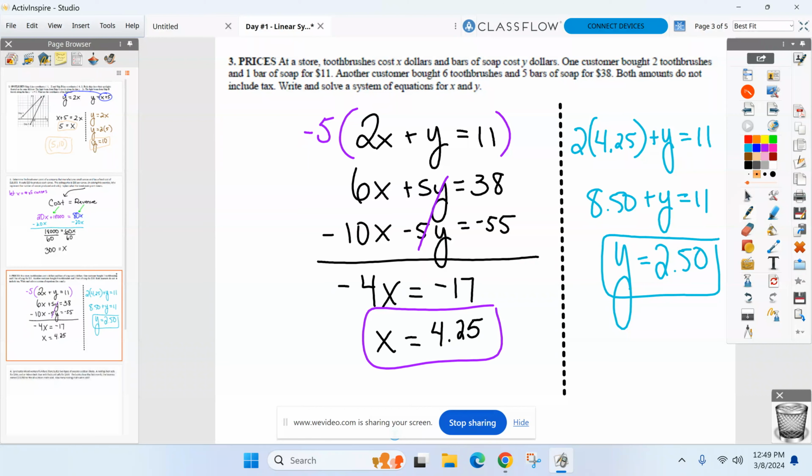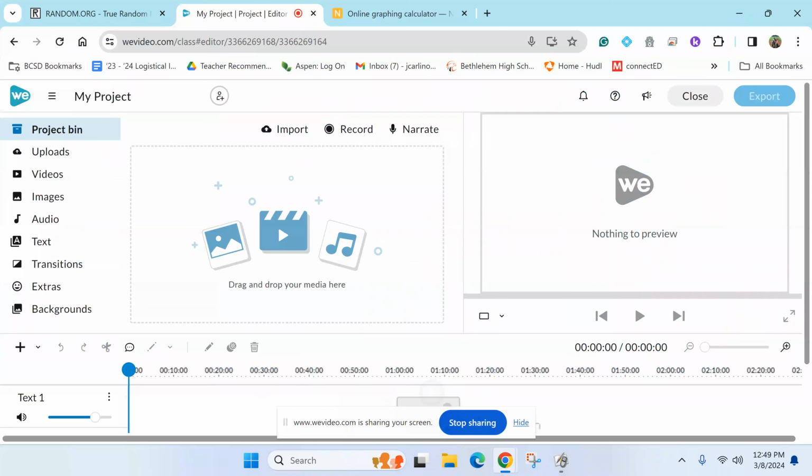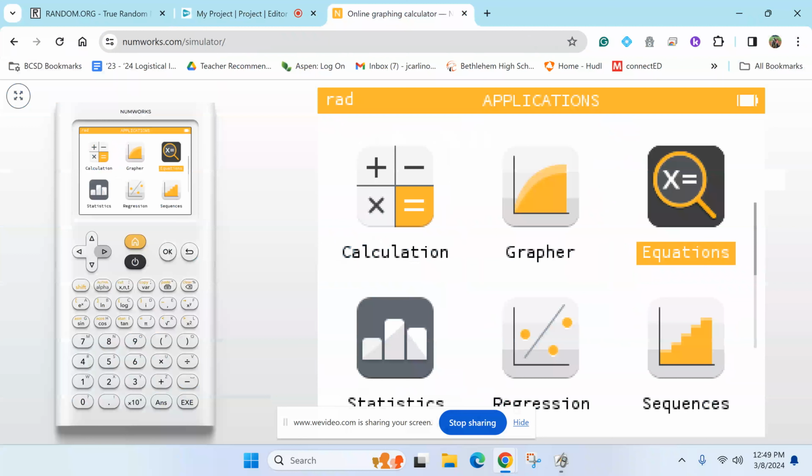I don't care how you did it. The toothbrush is going to cost $4.25, and the bar of soap $2.50. And yes, I do want to remind you that you can check these. If you're nervous you did them wrong, especially if the numbers get bigger, just go over to equations, type in both equations, and do your thing.